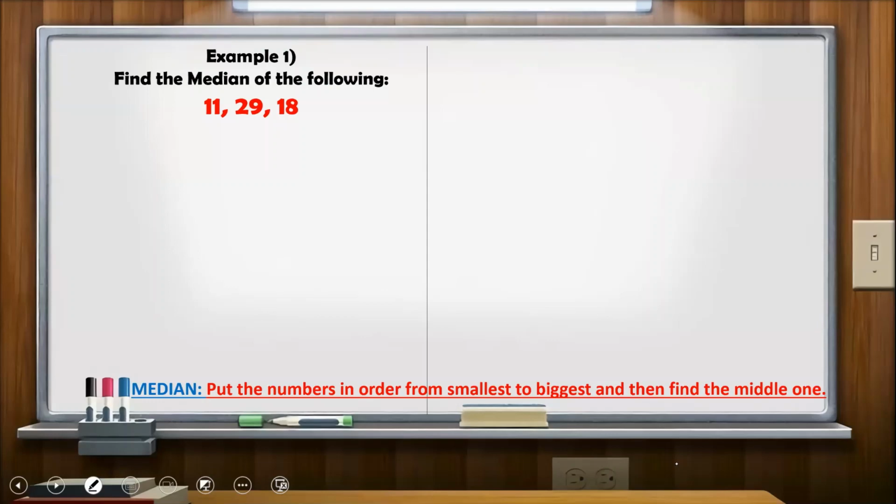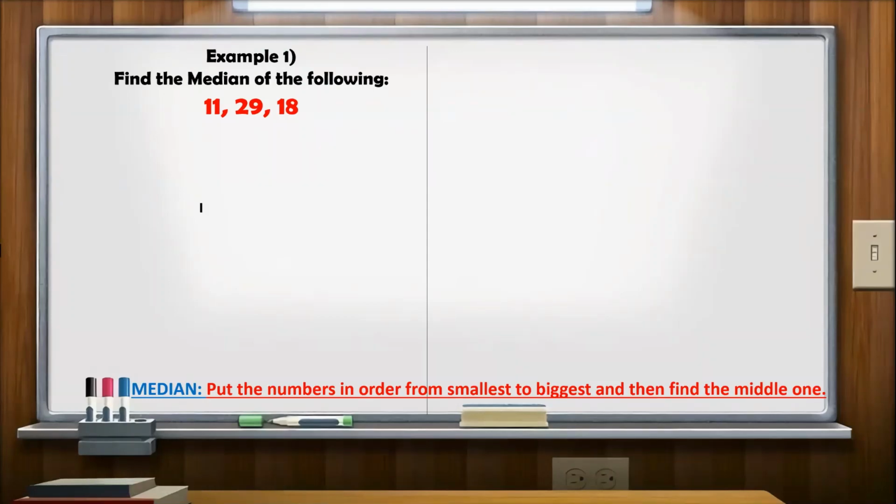So let's get started. On the bottom of your screen, you will be able to see the method of how to work out the median. Firstly, we are going to put the numbers in order of size from smallest to biggest, and then we find which number is in the middle. I will be using this as a guide to help me answer the examples in this video.